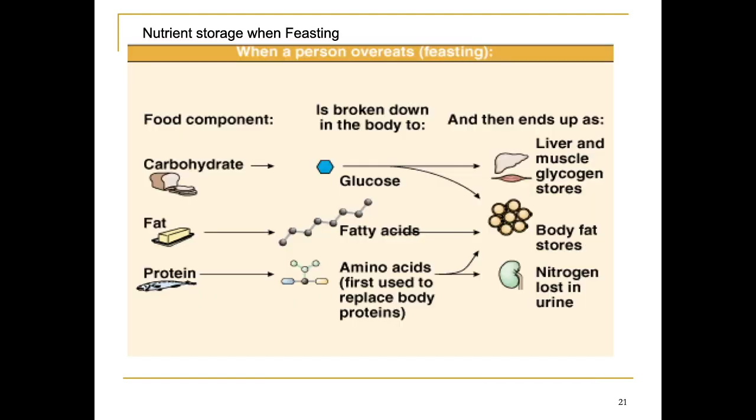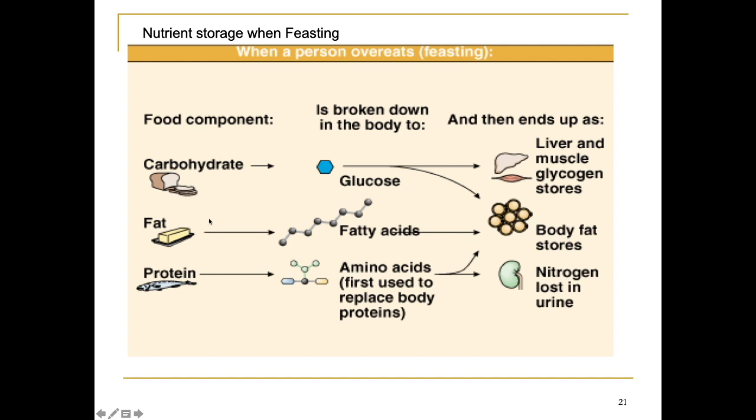Now, there's a couple situations that you might find yourself in when it comes to energy balance. If you are overeating or feasting, then in general, carbohydrates will be broken up into glucose and then either end up in the liver or muscle as glycogen, which, if you remember, is the carbohydrate that is responsible for sugar storage in your body. There is very little space for these molecules, and so once they are filled up, all of the carbohydrates you consume will become body fat.